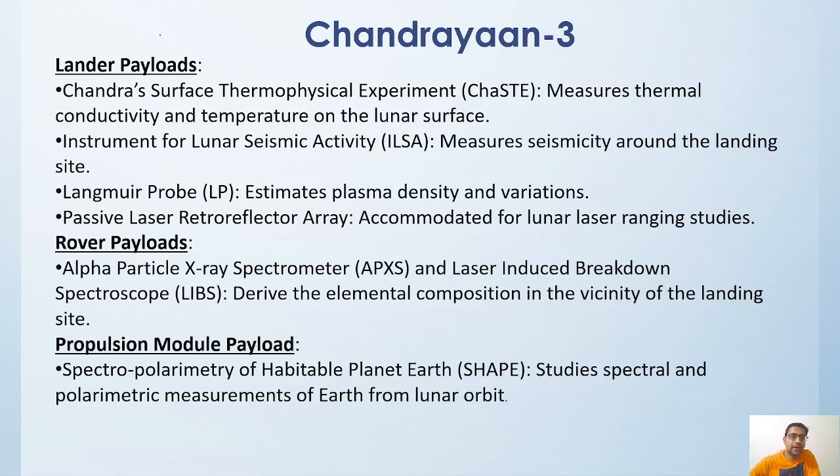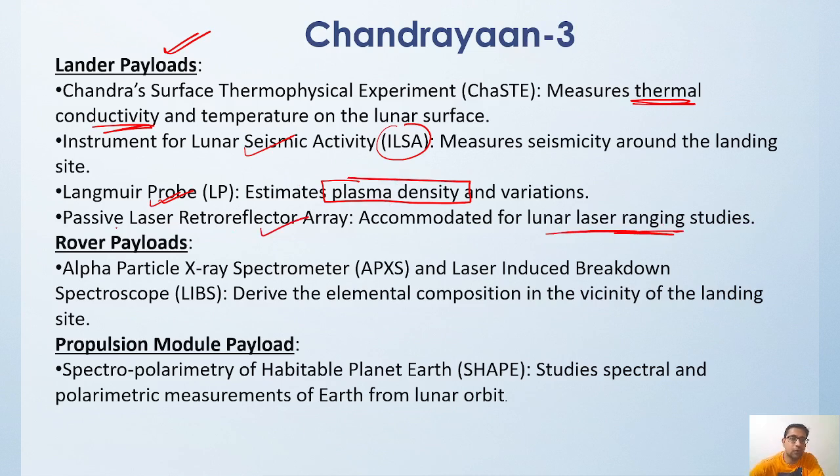The lander has payloads called ChaSTE, a thermophysical experiment that measures thermal conductivity, like what is the temperature of the surface of the moon and inside of it. Then we have an instrument called ILSA, for lunar seismic activity, to find out where there is less seismic activity. Like on Earth we have seismic activities, we get earthquakes and various other things. Then we have a Langmuir probe that will find out plasma density and variation. Then we have a passive laser retroreflector array for lunar laser ranging studies.